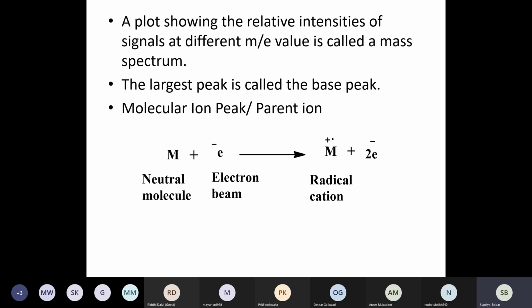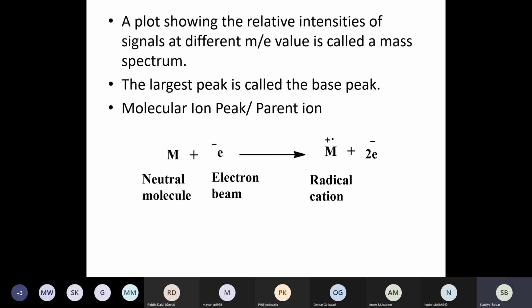A plot showing the relative intensities of the signals at different mass to charge ratio values is called a mass spectrum. In that mass spectrum, the largest peak is called the base peak.